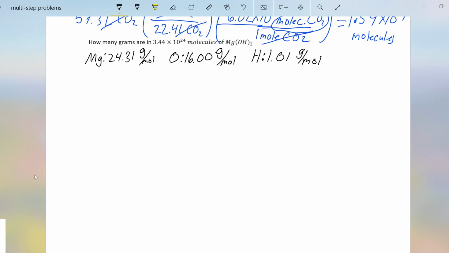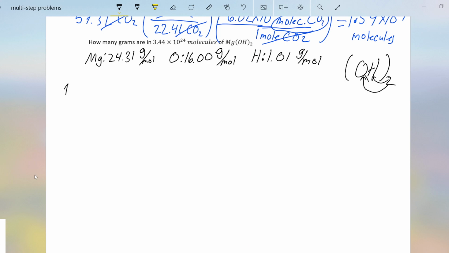I know how many atoms there are. There's 1 magnesium, there are 2 hydrogens and 2 oxygens. Remember, our polyatomics are protected by this parentheses, and so we take the 2 and we multiply it into here. That's 2 times 1 gives me 2 oxygens. 2 times 1 gives me 2 hydrogens. There are 2 oxygens, 2 hydrogens, and 1 magnesium in this molecule.